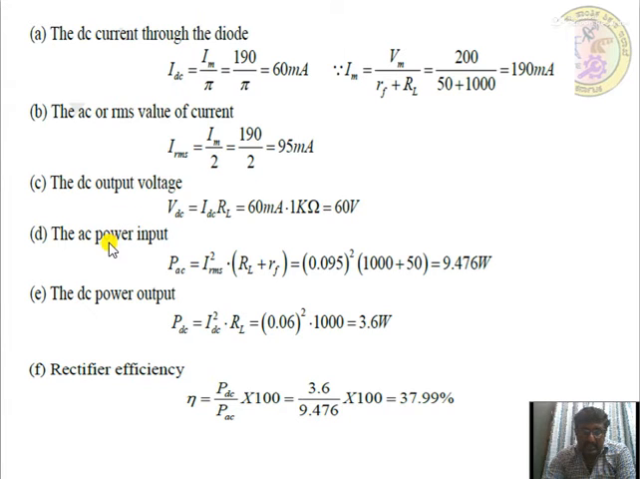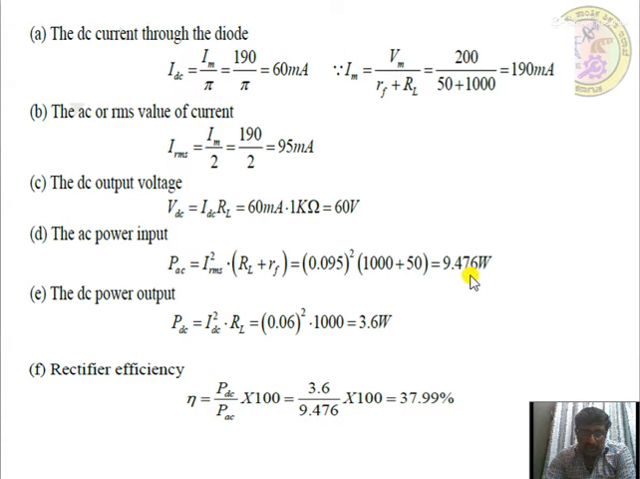Next, the AC power input. PAC is equal to I square RMS into RF plus RL. We have already calculated the IRMS value, that is 95 milliamps. So it is 0.095 whole square into 1000 plus 50, that is RL plus RF. If we calculate it, we will get the value as 9.476 watts.